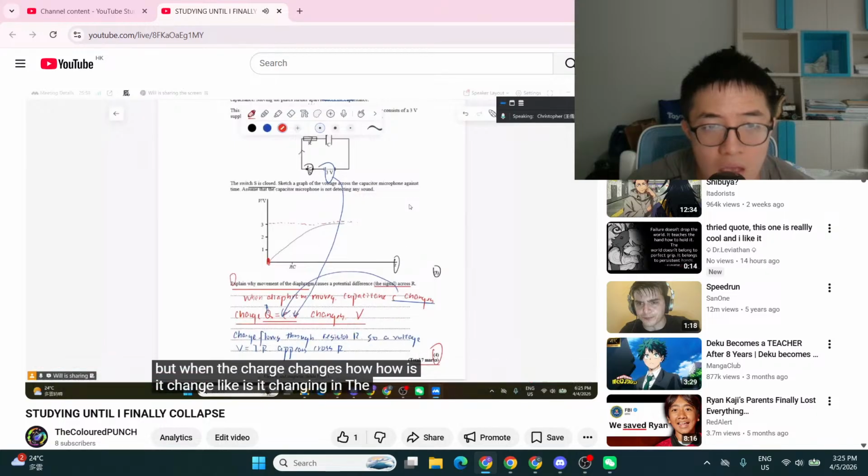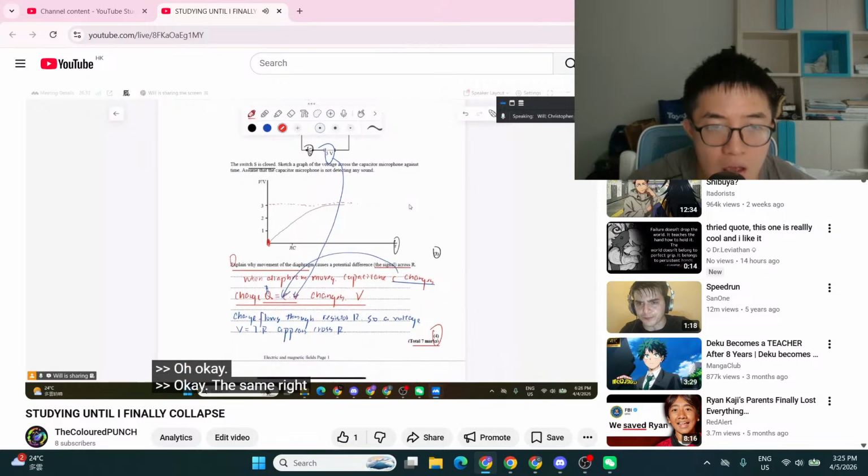Is it changing in the capacitor? Yes, in the capacitor. So it's discharging. You see in the process, this process is discharging. The same, right?